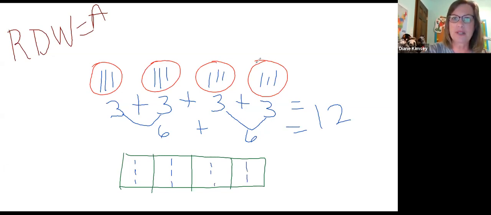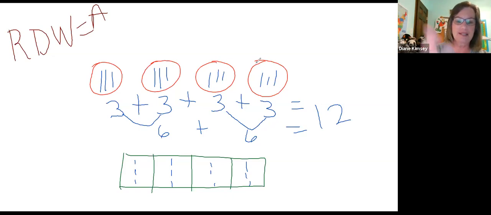Granted, my last one there did not turn out so hot, did it? There we go. Well, doggone it. There we go. We're going to arrange them the same way because what we're creating here is an array. And so that's the next level with multiplication.